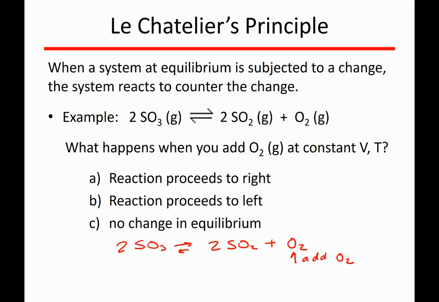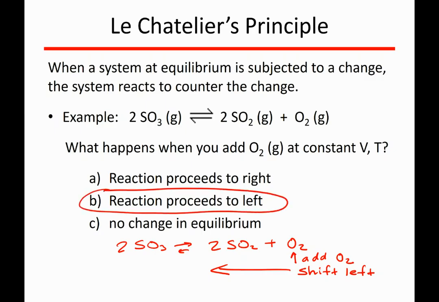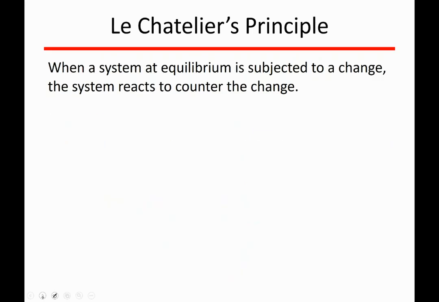And now we have too much stuff on the product side of the reaction. That's the disturbance that we've put in our equilibrium. There's too many products at this point, and so to counterbalance that stress, the reaction will shift to the left. You're going to get rid of that excess of product so that you can reestablish equilibrium. And so the answer here is B. The reaction will proceed to the left until equilibrium gets reestablished.